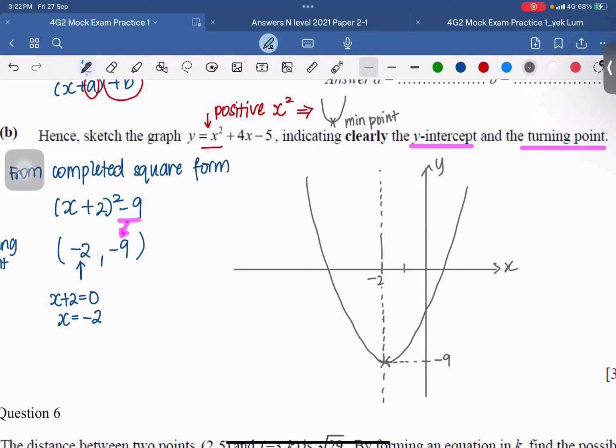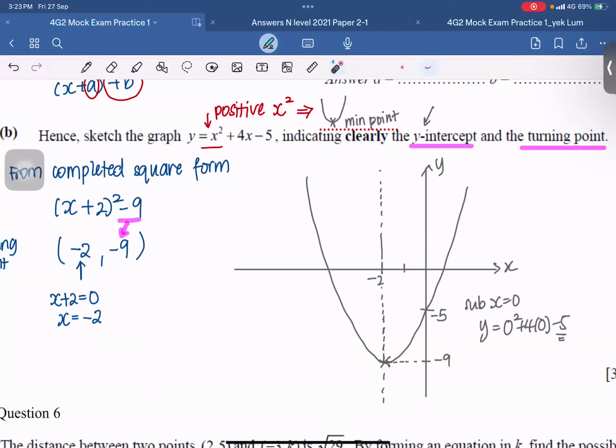But they did say state the y-intercept. When is the y-intercept? Y-intercept is when x equals 0. You sub x equals 0 into your equation. Y equals 0 squared plus 4 times 0 minus 5. So y is straight away the number -5. Answer.